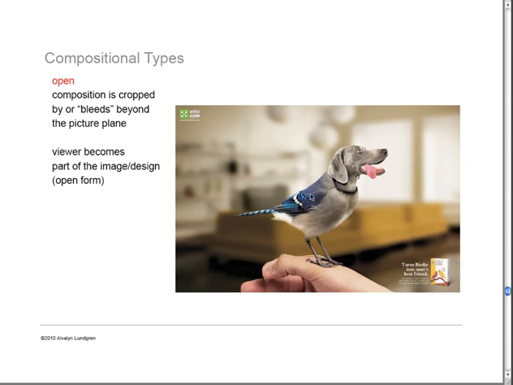And to make this credible, because this could never possibly happen unless you're a taxidermist, the composition is actually open. So everything bleeds off the edge, and we have a sense of plastic space, volumetric illusion. So we are actually part of this. This could actually be our hand with this bird dog sitting on it.